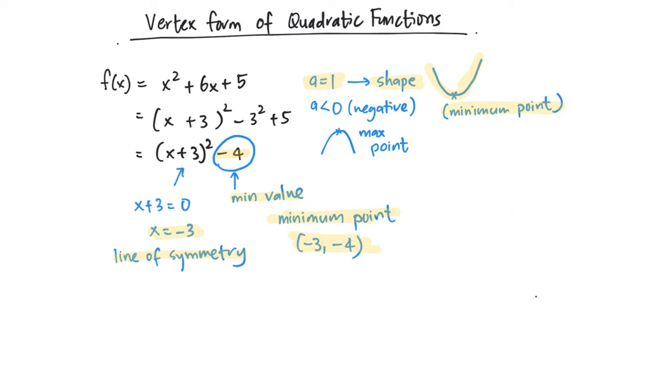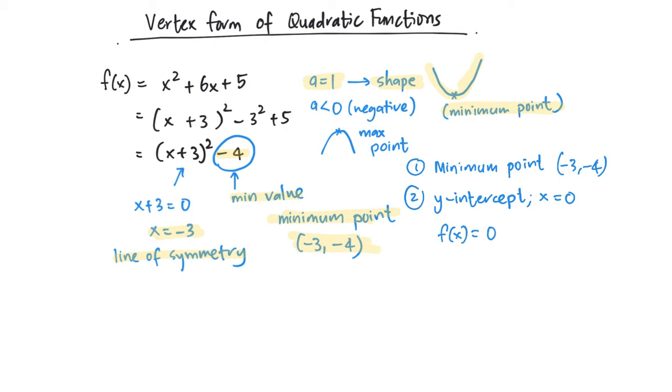Let's draw a table maybe. We have the minimum point first, which is negative 3, negative 4, and then let's find the y-intercept. How to find that? The y-intercept is when x equals 0. So we put f(x) equals 0 squared plus 6 times 0 plus 5. That makes 5. So the coordinate will be 0, 5.